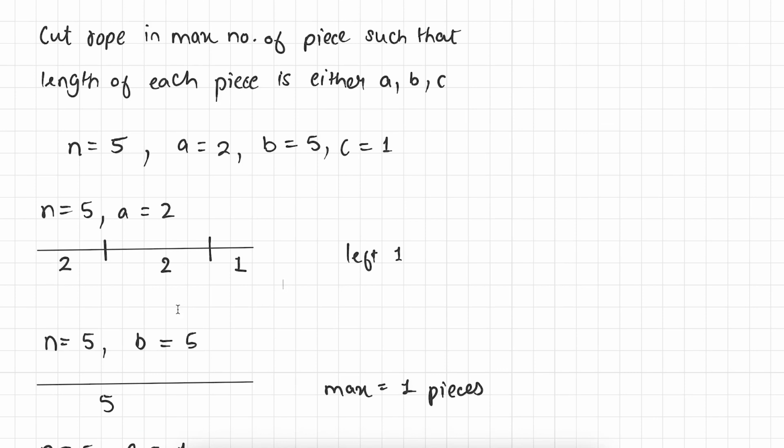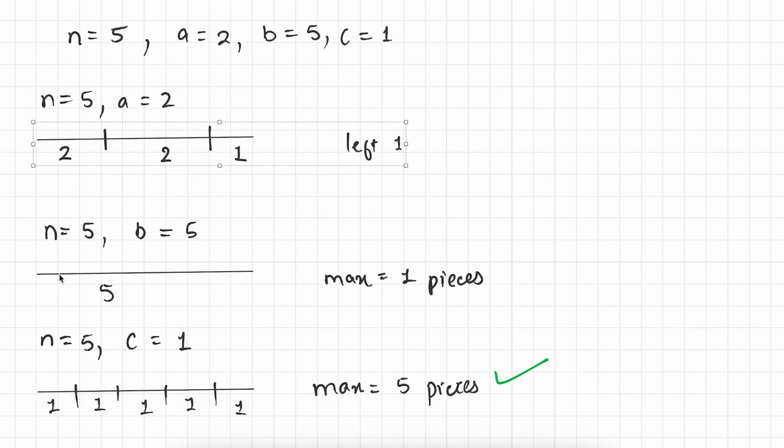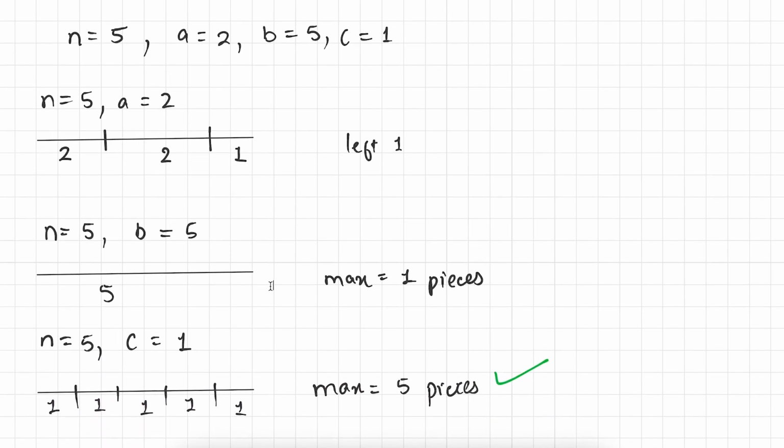Although we have another option also. After making a cut of size 2, we can also make a cut of size 1. But I am using these just to give you an example and for the sake of understanding this problem. If we take B equal to 5 here, the value of n is already 5 and the value of B is also 5. So in this case we cannot make any cut, and the maximum number of pieces we can make out of this rope is 1.